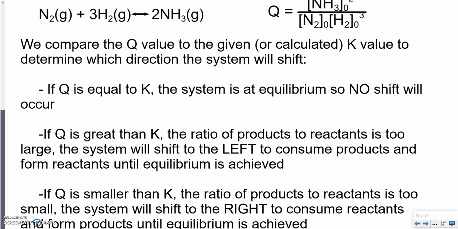First and foremost, when Q is equal to K, that means the ratio of products to reactants is already at equilibrium. So no shift will occur. Equilibrium has been reached. We're done.